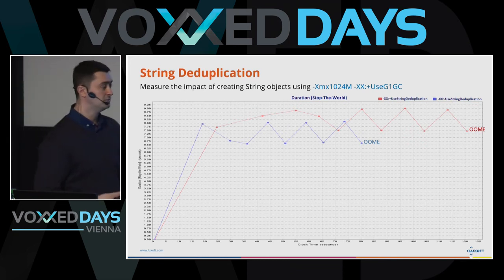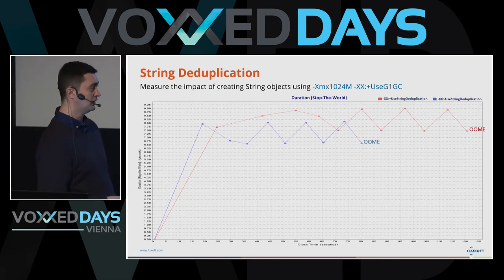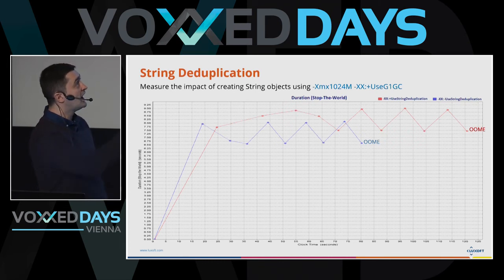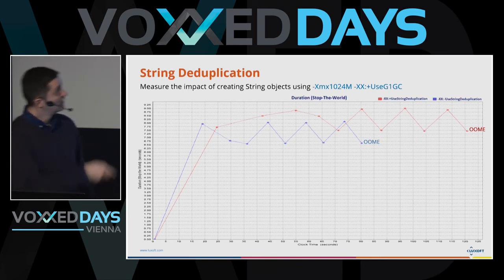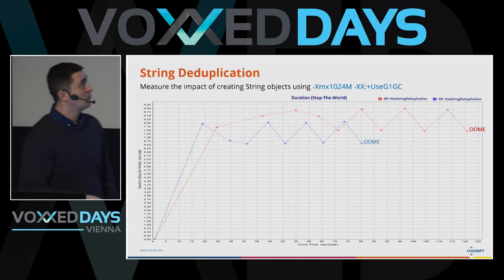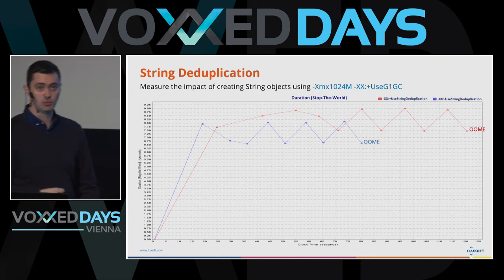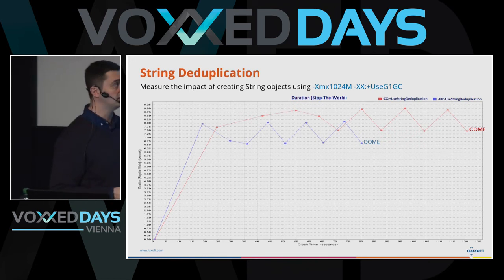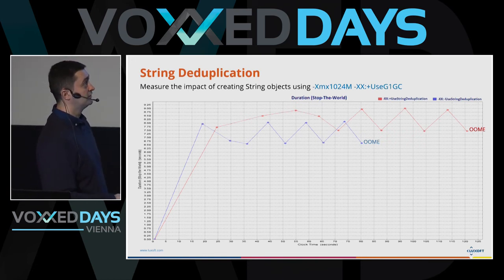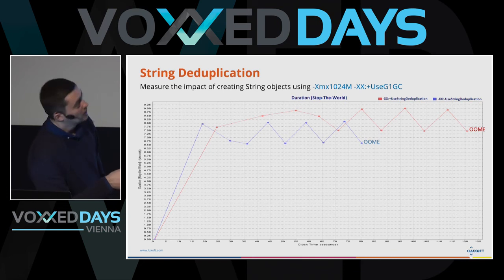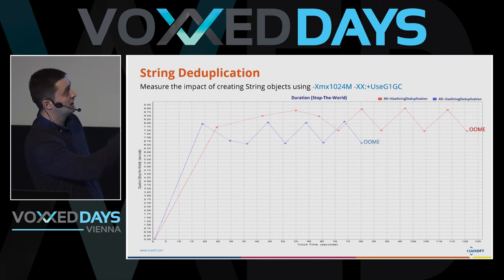I created a very simple application. I created a lot of strings, and I set a threshold for my heap memory to 1 gig. And because I wanted to benefit out of the string deduplication optimization technique, I as well explicitly set the G1. G1 is not enabled by default in 1.8. And I did 2 types of tests. The first test was with string deduplication, and the second one was without string deduplication, as you can see here.